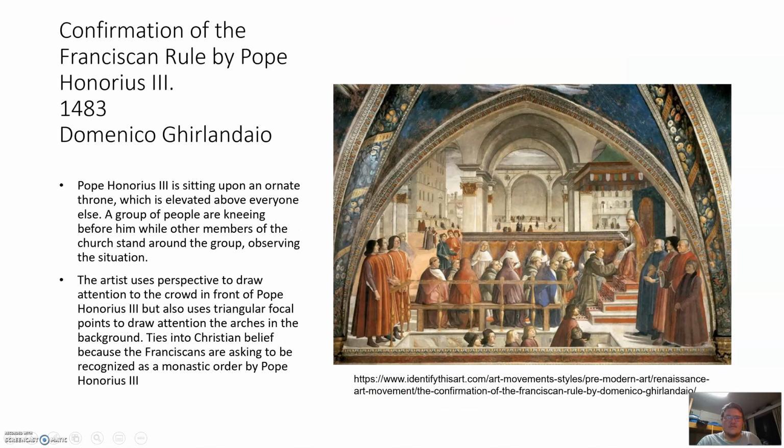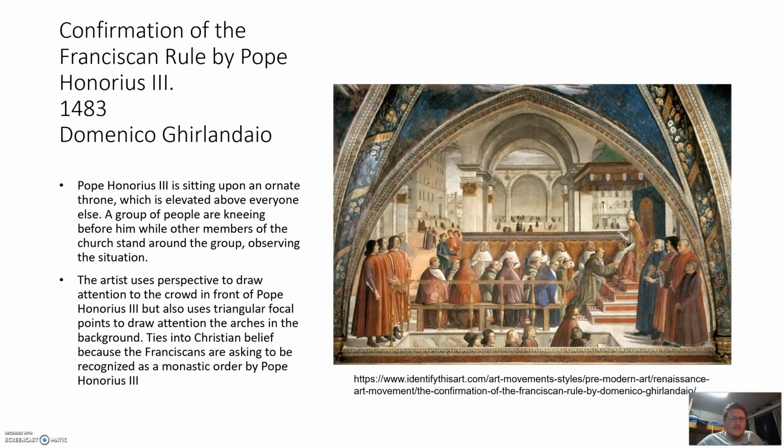Here we have the confirmation of the Franciscan rule by Pope Honorius III. This is made in 1483 by Domenico Ghirlandaio. Here we can see Pope Honorius III sitting upon an ornate throne which is elevated above everyone else. A group of people are kneeling before him while other members of the church stand around the group observing the situation. The artist used perspective to draw attention to the crowd in front of Pope Honorius III, but also uses triangular focal points to draw attention to the arches in the background. It ties into Christian belief because the Franciscans are asking to be recognized as a monastic order by Pope Honorius III.